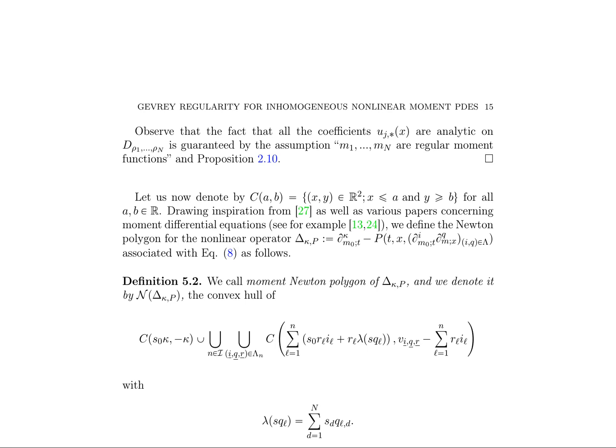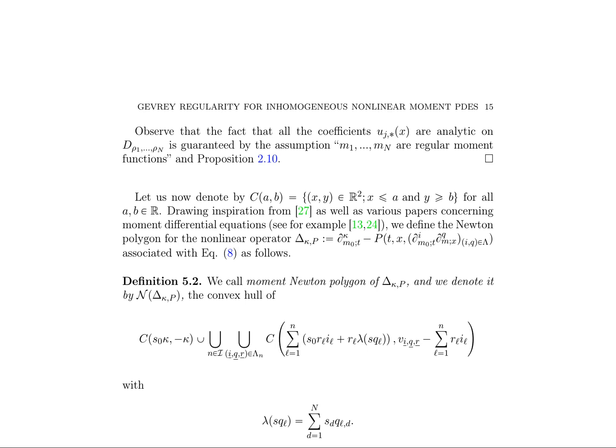It highlights that all coefficients u_{j,p}(x) are analytic on D(ρ1,...,ρn) due to the assumption of regular moment functions and Proposition 2.10. The Newton polygon for the nonlinear operator is defined, which is a convex hull of certain points in the plane. An assumption is made that for any n and all (π,q,r) in Λn, the sum over l of r_l is at least κ.